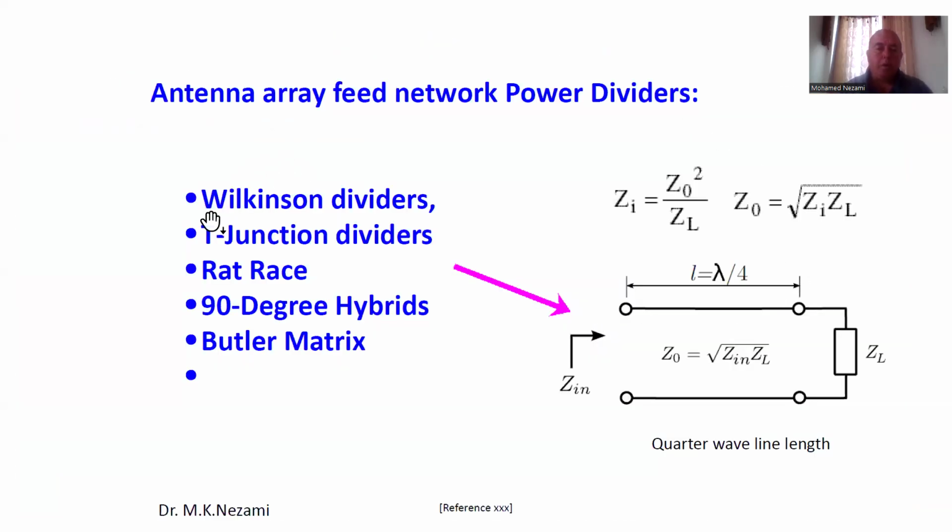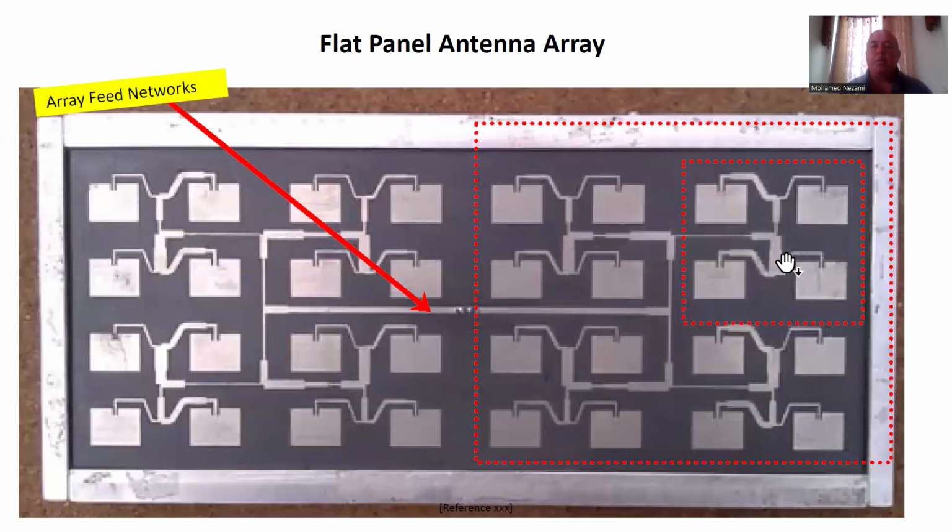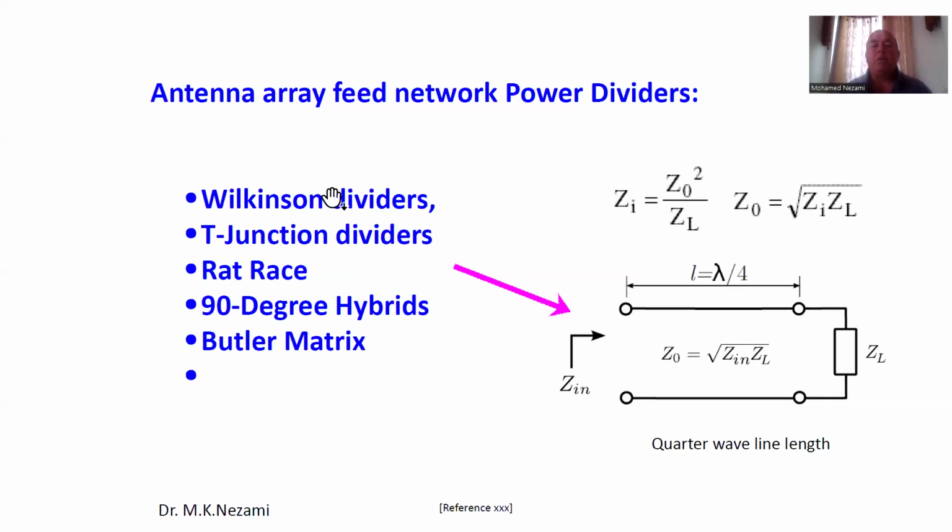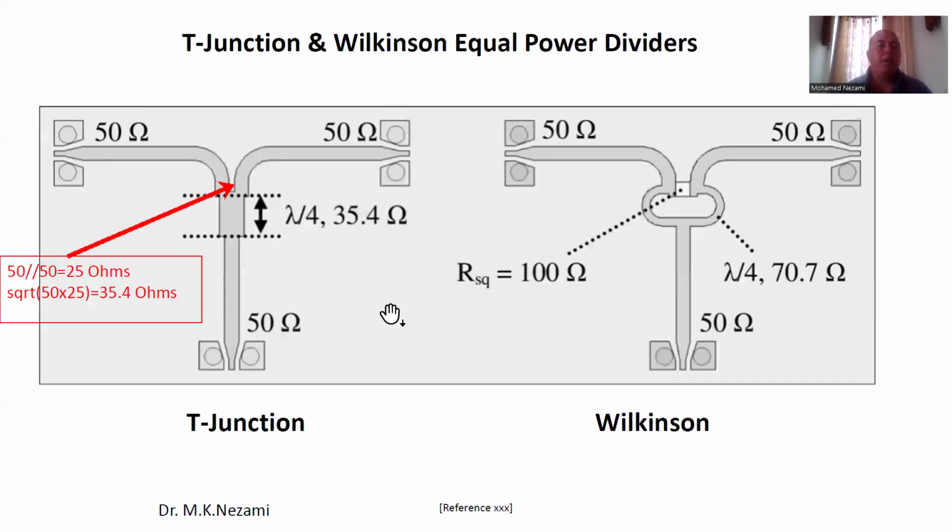Okay, so all of these, regardless of which one we use to implement the antenna array feeding network, all of these follow a principle in which we can design it using this principle of quarter wave line length and line impedance. Now, here are the basic two types of antenna feed array divider networks that we can use.